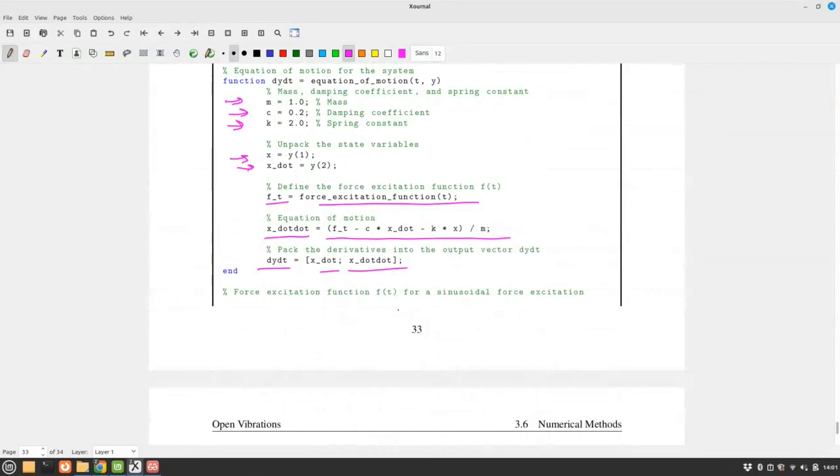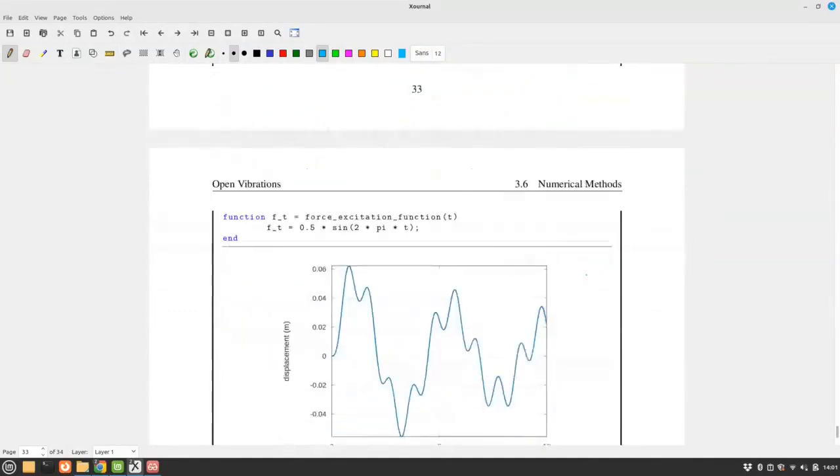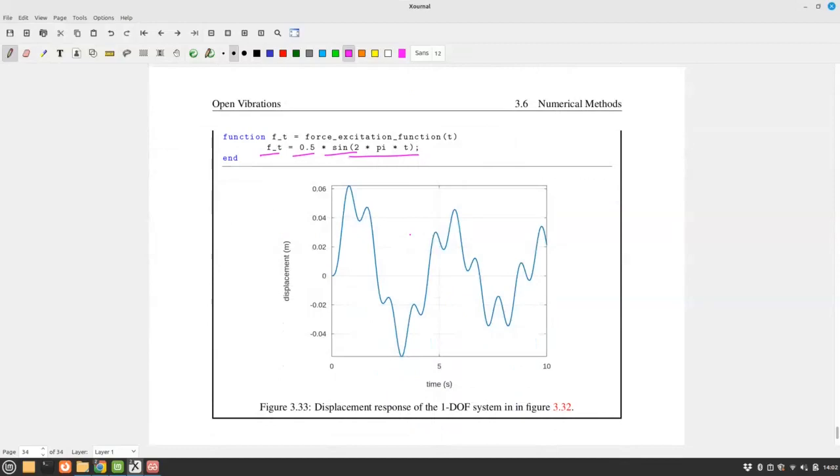Now we have this force excitation function, right? And we could do it in our function. I just chose to do it in a different function because maybe you want to put different frequencies through this. And so I just have f of t equals 1/2 sine of 2 pi t. Pretty simple, right? Just some sort of sine function. And then I just hit run and it solves out a displacement. None of the knowledge we learned in chapter 3 is required.